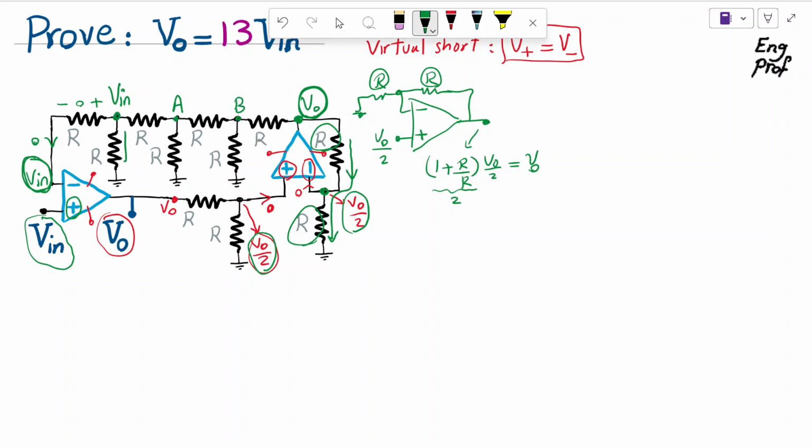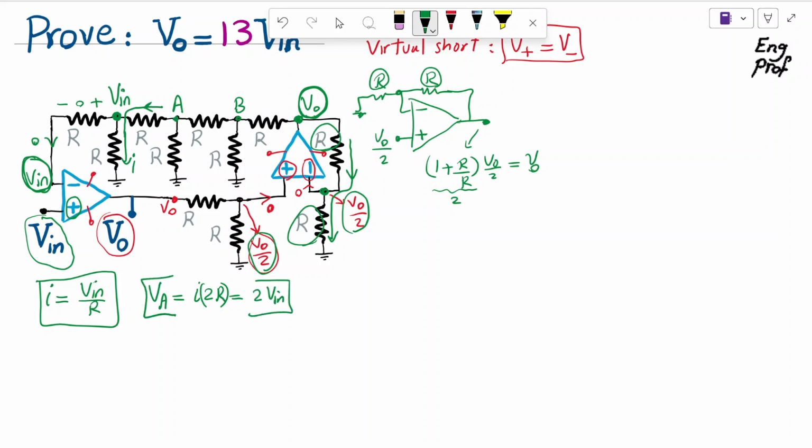So what is this current I that is flowing from V in from this node downward? That current I is simply V in divided by resistor R. Let's keep that as equation 1. That current I should also flow this way because it cannot go further left, since it cannot go into the input terminal of the op amp. So as a result of that, VA is simply I times 2R, which means it's 2 times V in. Great. So we found VA.